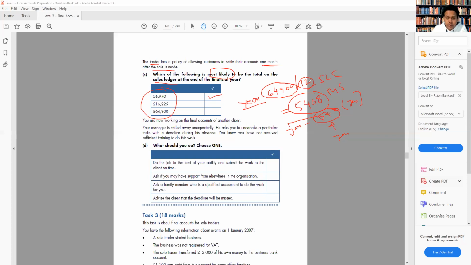So how much will it be? Based on my previous record it is 5,408. But the question says how much will it most likely be next year. So next year or this year, most likely it will be close to which one? If my last year's sales is 5,400, this year how much will it be? What is the closest one? So the closest one is 6940 because this is not close, this is not close. That's the only one that is very close.